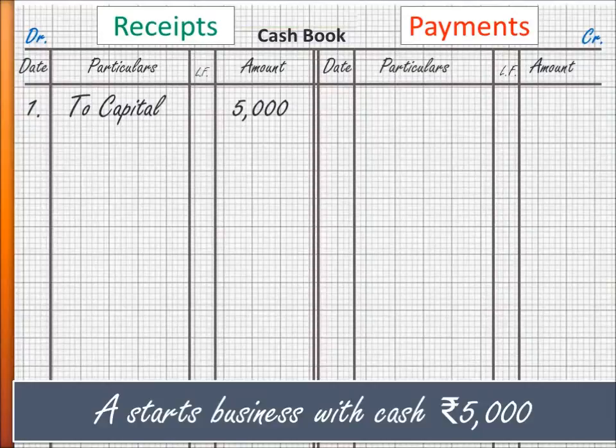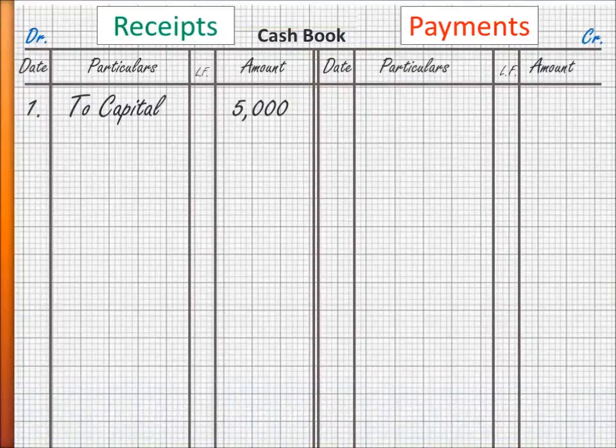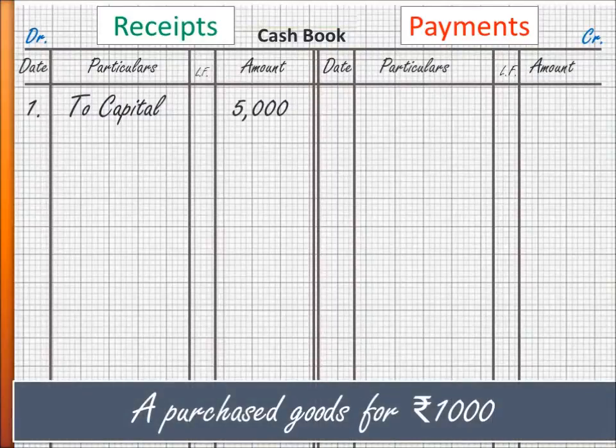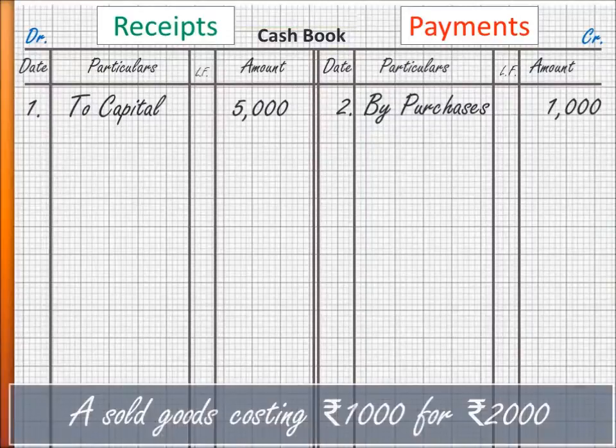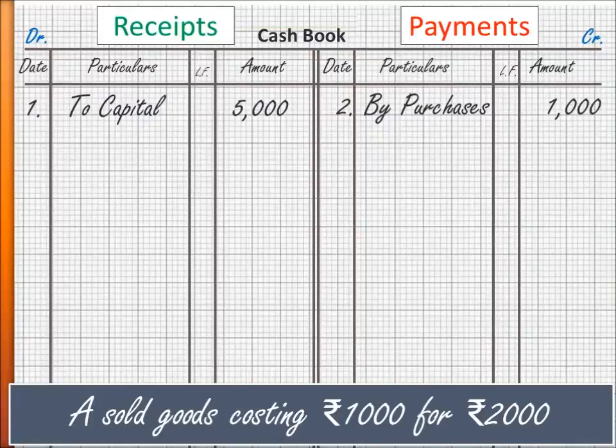Then purchased goods rupees 1,000. This is the payment, and payment is shown on the credit side. So rupees 1,000, date 2, and the narration will be by purchases, because this payment has been made for purchases. Then sales rupees 2,000. We have received the cash. This is the cash receipt. Come on the receipt side and write down rupees 2,000 and date column 3.